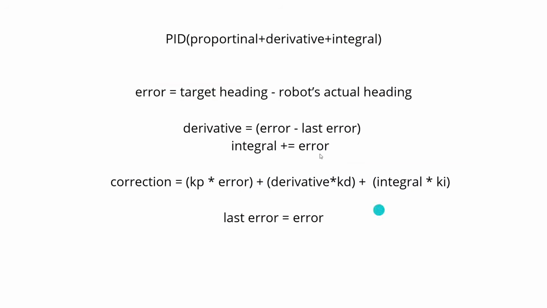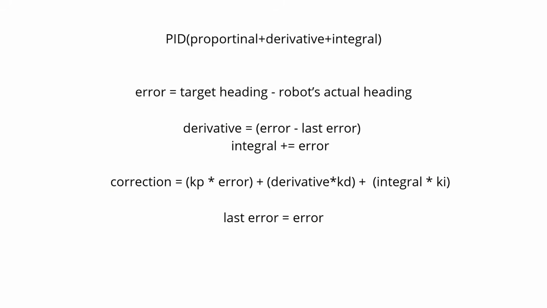Now the last term, integral. PD works great, but there's one situation where it struggles. If the robot has a small constant drift that never fully goes away, maybe one motor is slightly weaker, maybe the surface is uneven, the error stays small but never reaches zero. Proportional and derivative see a tiny error and make a tiny correction, but it's never enough to fully fix it. So that's where the integral comes in.